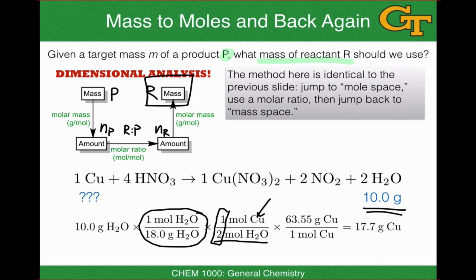So half the number of moles of water that we'd like to form are needed to be used for the copper reactant. So half of the moles of water we'd like to form will be the amount of copper that we'll use. And then finally, we simply multiply by the molar mass of copper to get back to the final units, which are grams of copper. And we find that 17.7 grams of copper are needed to form 10 grams of water in this process.